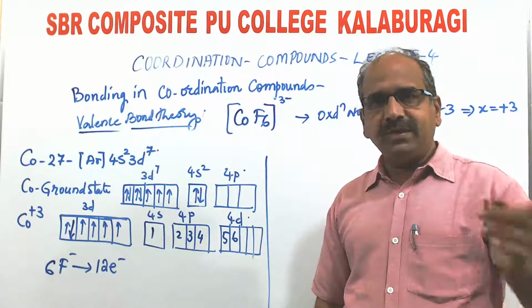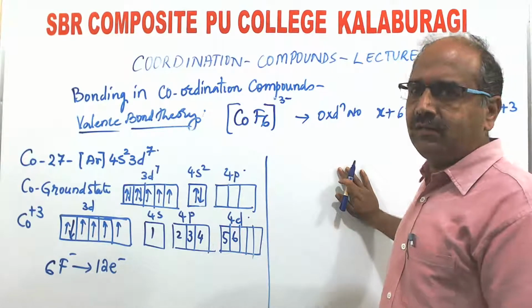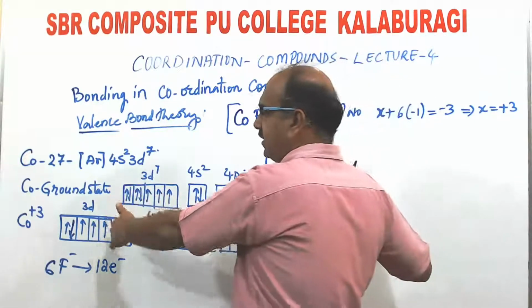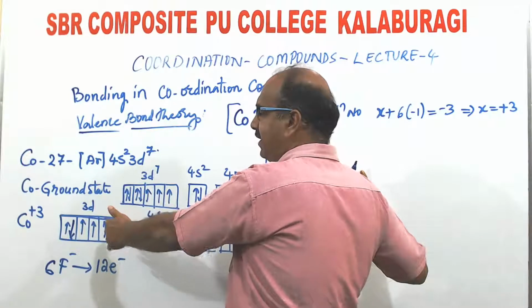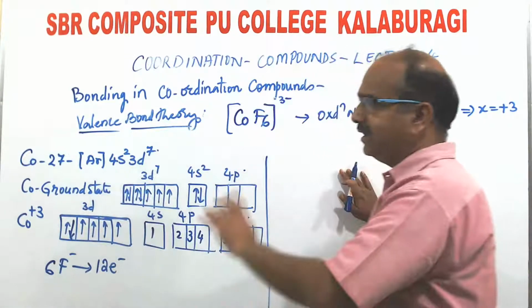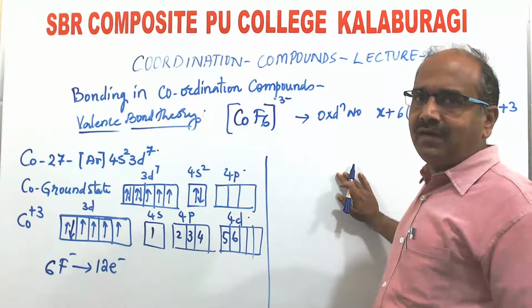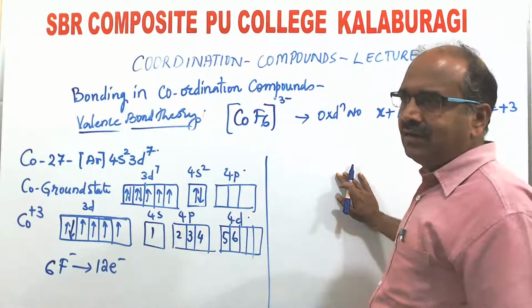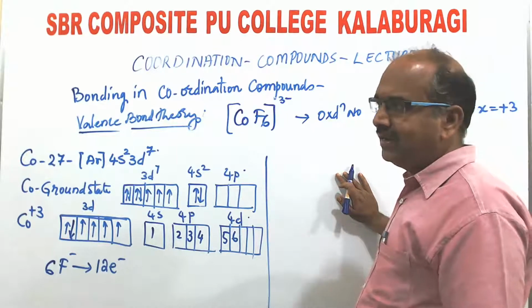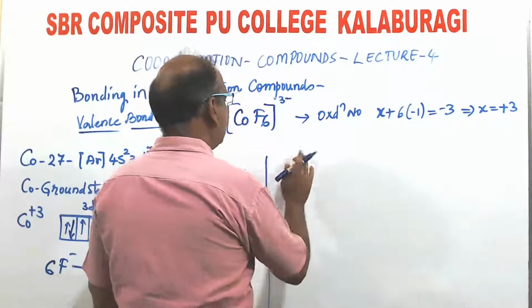Okay, sp3d2 means all the outside orbitals only are used up. The inside orbitals, though they have half-filled electrons, remain as they are. They do not get paired because this fluorine is something like an elephant. For an elephant, you are not going to get scared, unless it is wild. Fine.